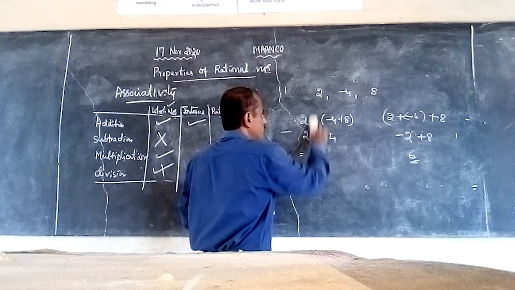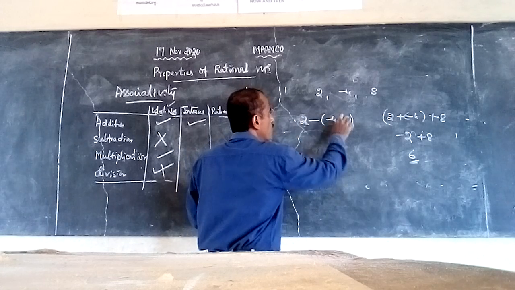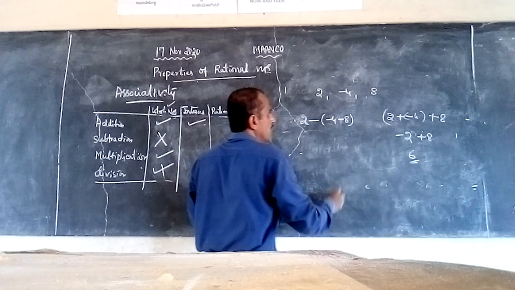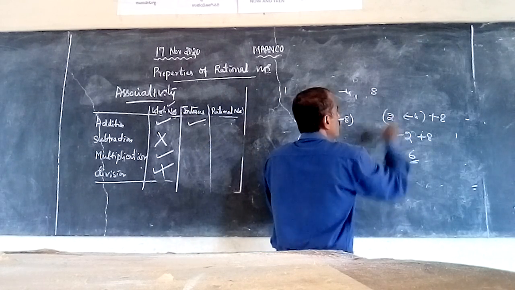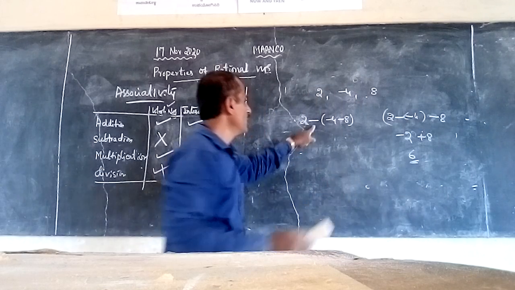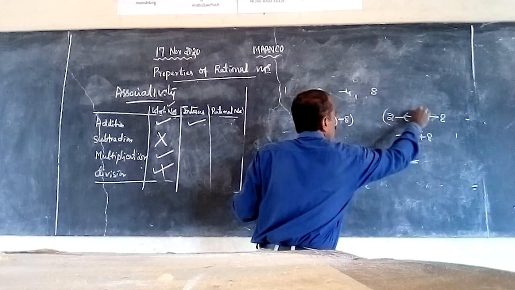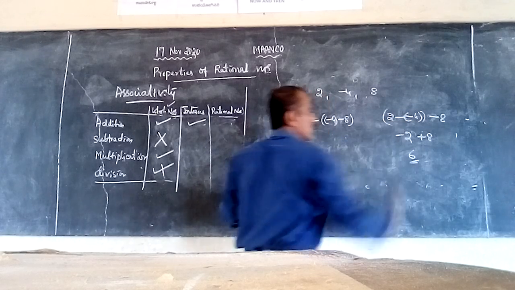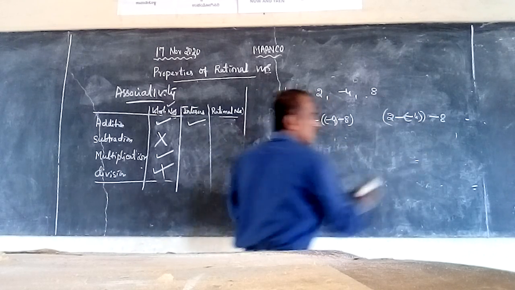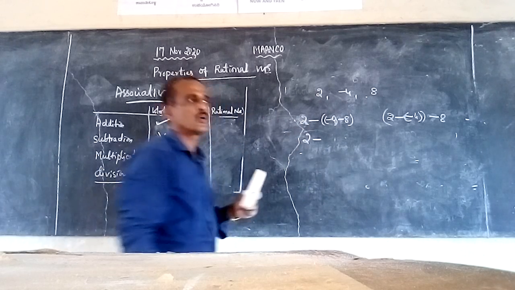If you use subtraction here, what happens? What is the answer? 2 minus 4 minus 8. Whether it is equal to 2 minus (4 minus 8). See, (a minus b) minus c is equal to a minus (b minus c). Whether it is true or not, let us check.